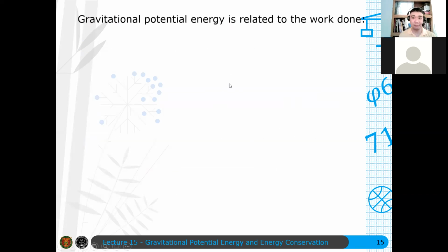Now, gravitational potential energy is related to the work done. As I said, remember, the work done by gravity is negative mg, negative because we're assuming that y2 is at a higher position. Nonetheless, the point is if y2 is greater than y1, that is, if the object starts at a lower position, then goes to a higher position, the work done by gravity is negative. On the other hand, if y2 is less than y1, that is, if you started at a higher position and go to a lower position, the work done by gravity becomes positive. Kaya ganyan yung definition ng gravitational work.